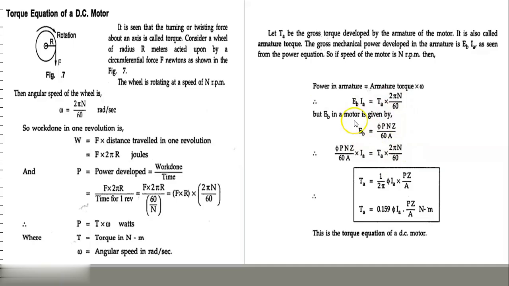Back EMF always opposes the supply current. It is the positive point in DC motor. If the back EMF value increases, the supply current will reduce, which will help the consumer to minimize the input current, right?